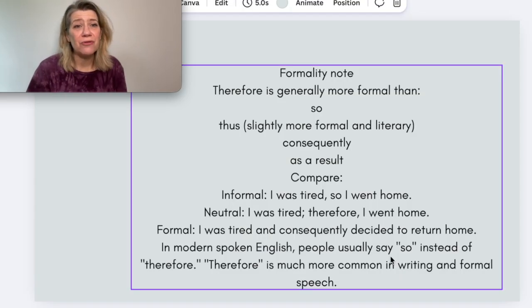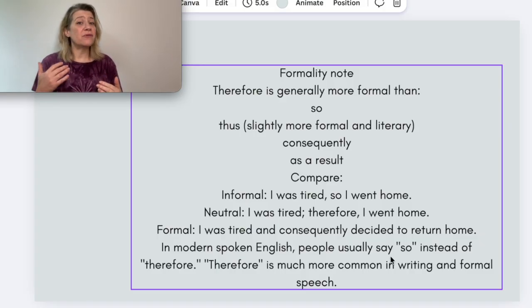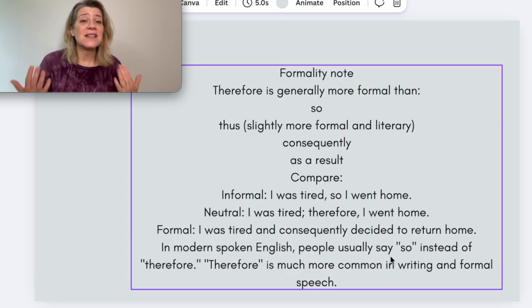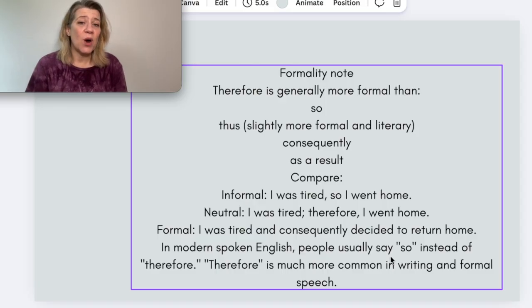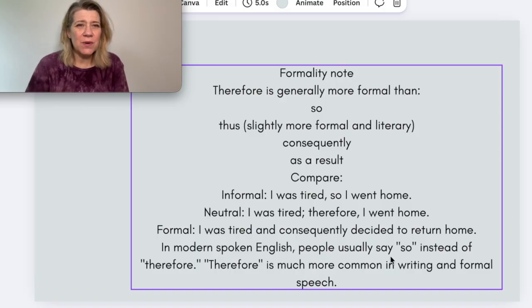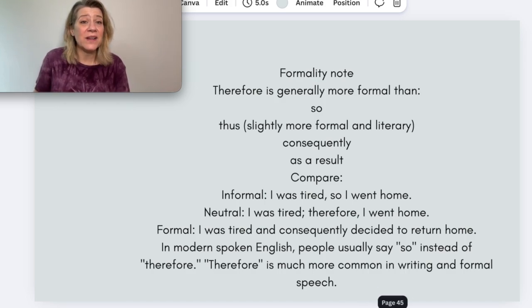Therefore is generally more formal. So, thus, consequently, as a result, these have different levels of formality. So is less formal, thus is more formal, consequently is educated but less formal, as a result is less formal. I was tired, so I went home. I was tired, therefore I went home. More formal gets to I was tired and consequently decided to return home. In modern spoken English, you would most likely use the word so. But when you read or when you are in formal contexts, using therefore is a really good option.